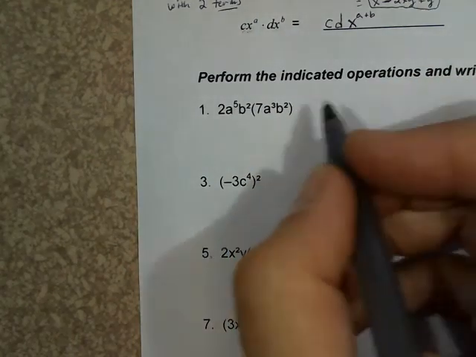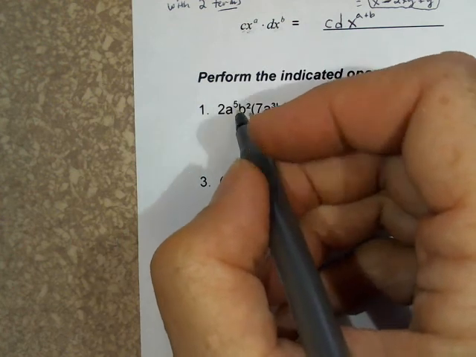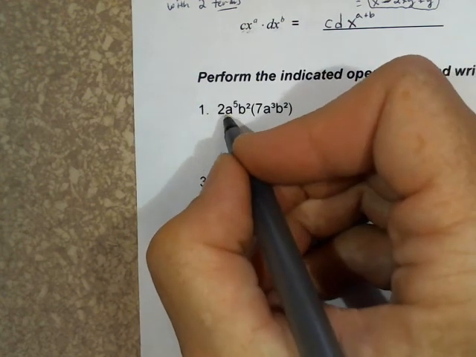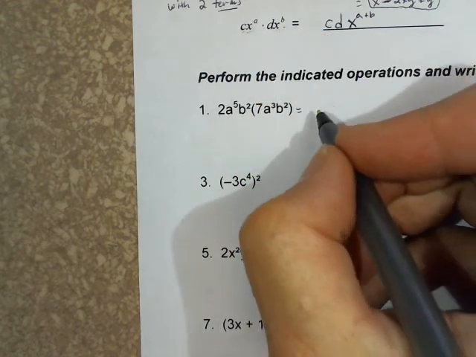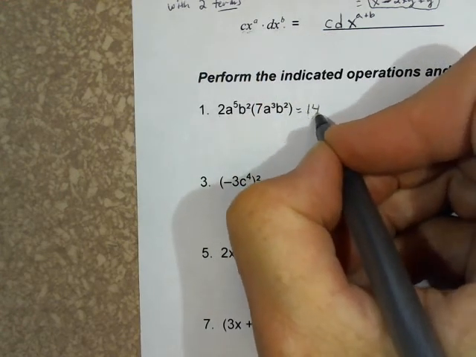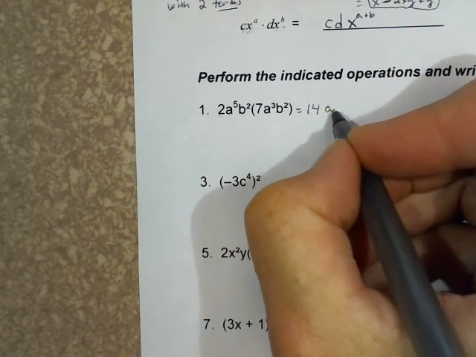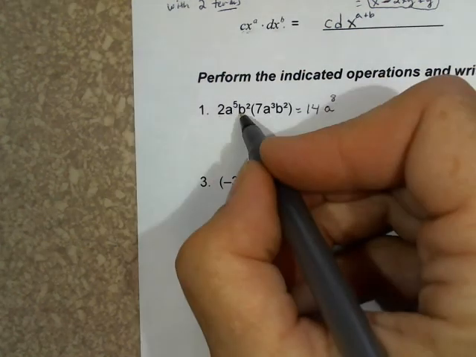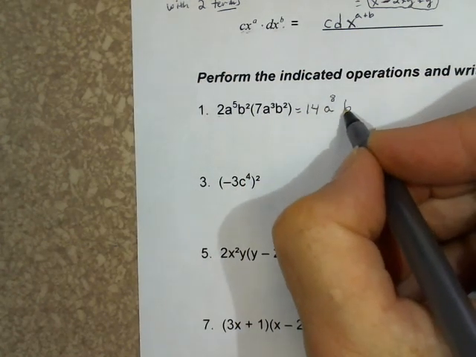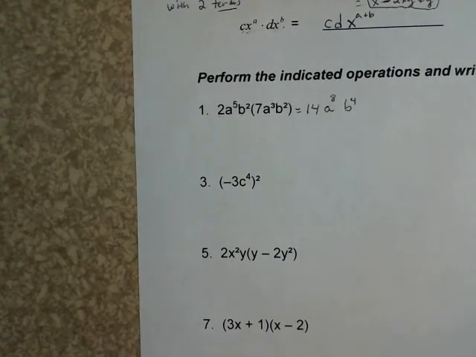So when you multiply these two together, I hope you're thinking through this before I'm actually explaining it to you, but you're going to be multiplying 2 times 7, which is kind of like this last example, which is 14. And now you have an a to the 5th times a to the 3rd, and you add the 5 plus 3 together and get 8. And then you have a b squared times a b squared, and adding the 2 plus 2 will give you 4. So there's your first example simplified down.